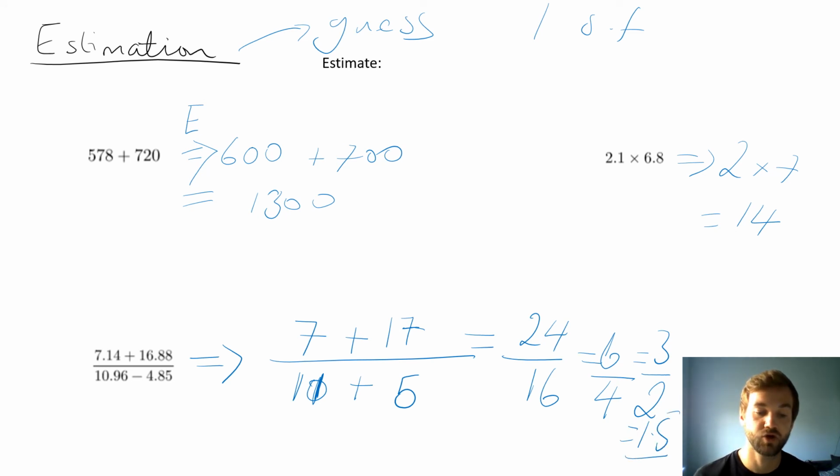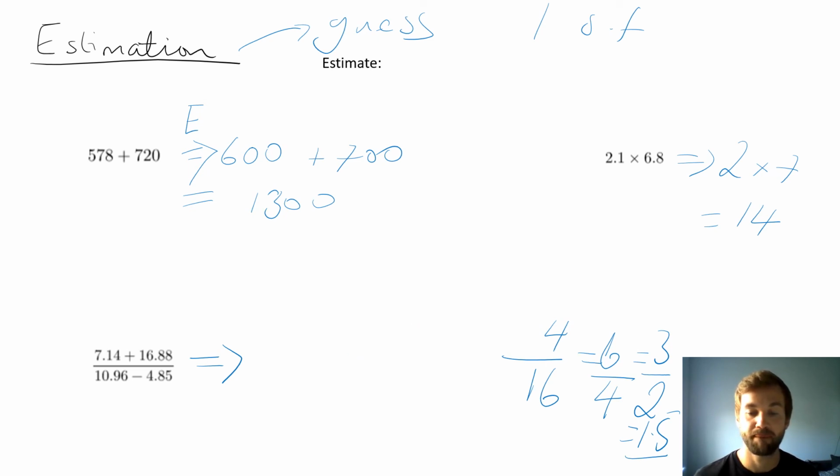Now, what we could have done, which is what a lot of teachers say to do, is round them to one significant figure. It's not as good of an estimate, but it's an easier one to calculate. So instead of 1.5, that's a good estimate, and that would have got you the full marks.